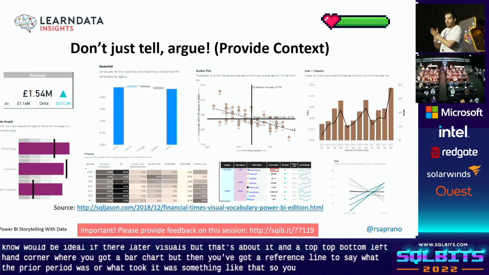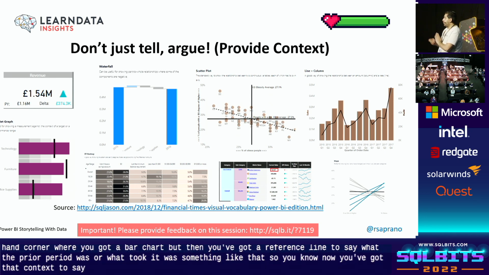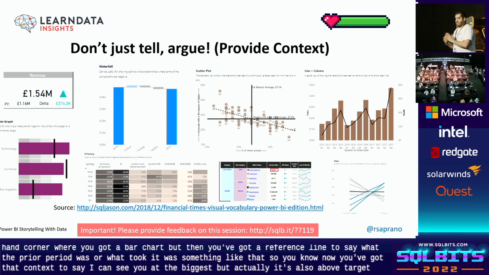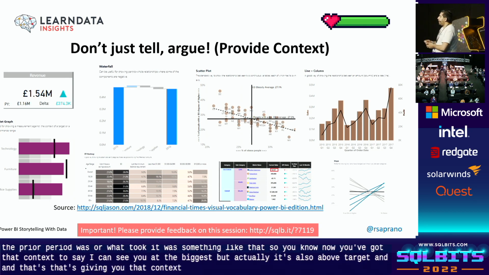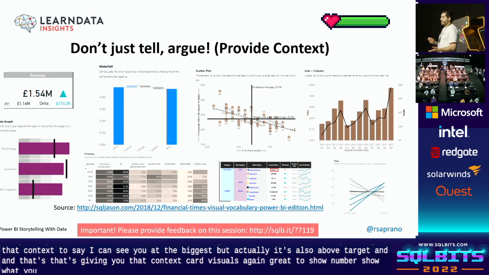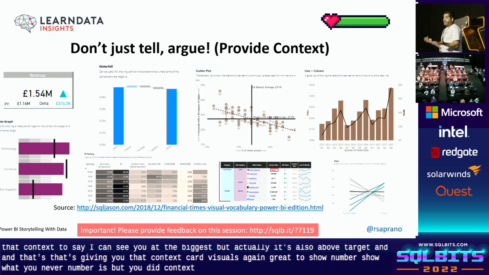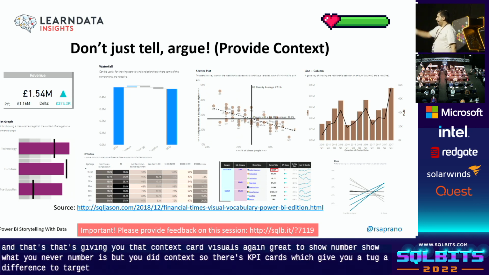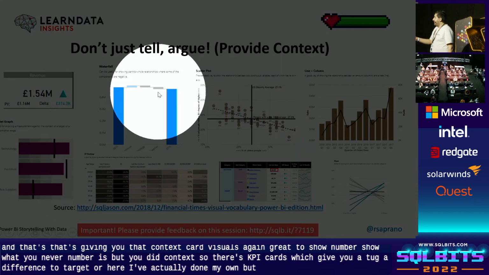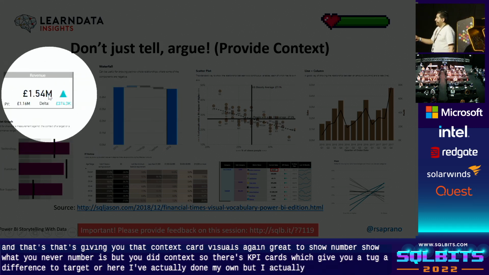So now you've got that context to say, I can see Europe's the biggest, but actually it's also above target, and that's giving you that context. Card visuals, again, great to show a number, show what your revenue number is, but you need context. So there's KPI cards, which give you a difference to target. Or here I've actually done my own, but that's 4 visualizations in one.